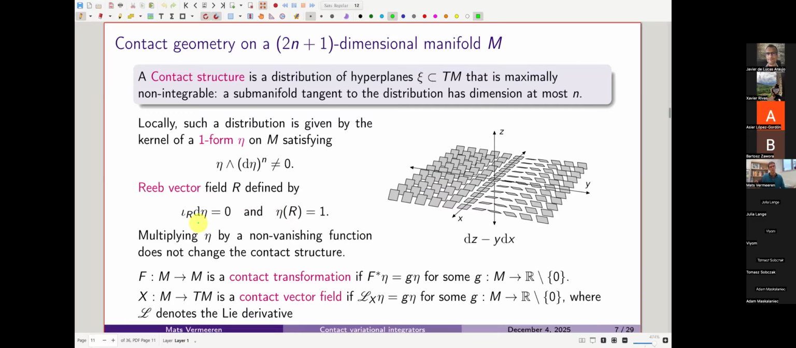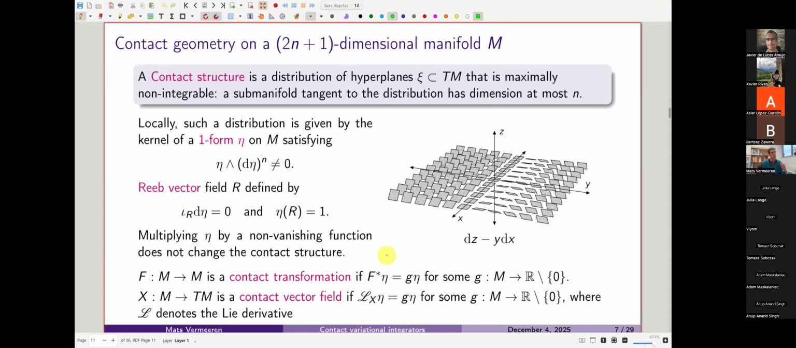And since the geometry is really about the hyperplanes and not the one form, we say that some function is a contact transformation if it preserves the one form up to a scaling. Because if we multiply the one form by something scalar, it still has the same kernel, so it still describes the same distribution. And similarly, for the infinitesimal criterion, we say that X is a contact vector field if the Lie derivative along X of the one form is a multiple of the one form. So it's just, well, maybe the G should be different, but it's the infinitesimal version of that scaling.